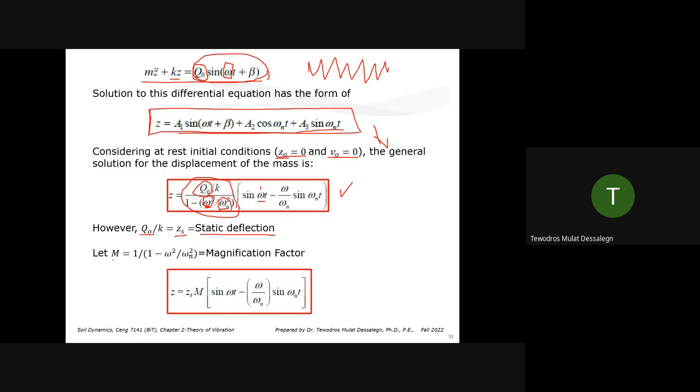If you represent all these terms by M, M is equal to 1 over 1 minus W by Wn squared. We call it also magnification factor, but I'll show you why we call it a magnification factor. You can simplify the displacement expression with this equation. The displacement is given by the static deflection times M, which is a magnification factor, times the same terms right here: sine omega t minus W by Wn sine omega n t.